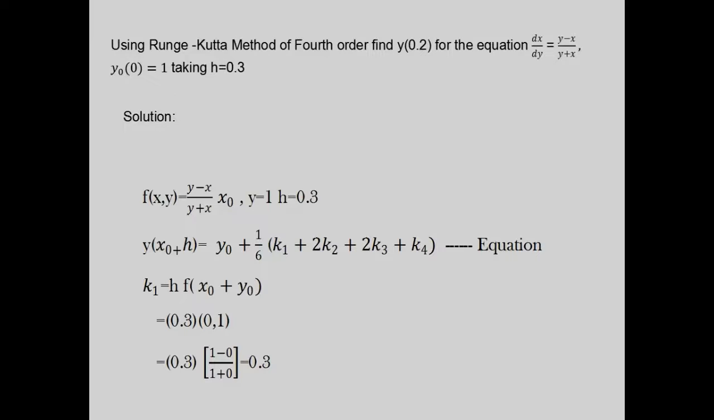For your equation, y at x naught plus h is equals y naught plus 1 over 6 times k1 plus 2k2 plus 2k3 plus k4. For your k1, h f of x naught, y naught, so equals 0.3 times f of 0, 1, which is 1 minus 0 over 1 plus 0, equivalent to 0.3.